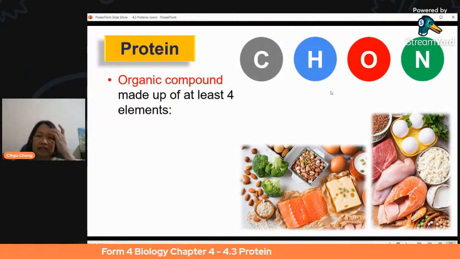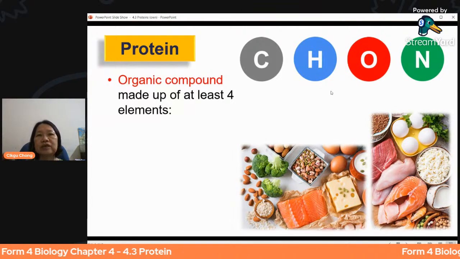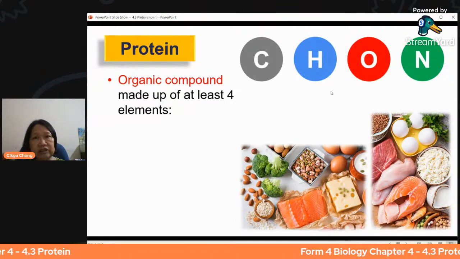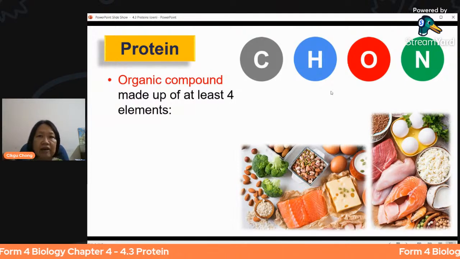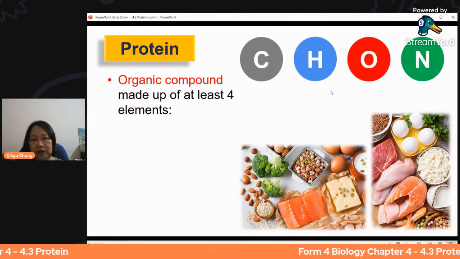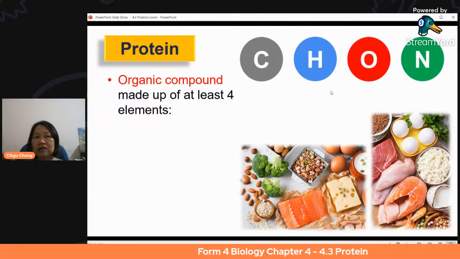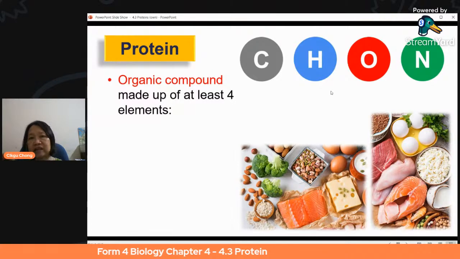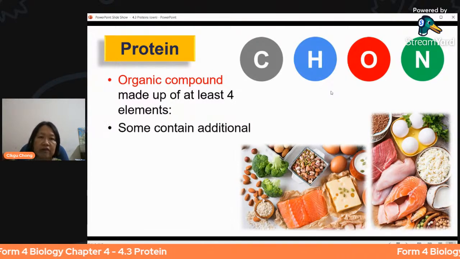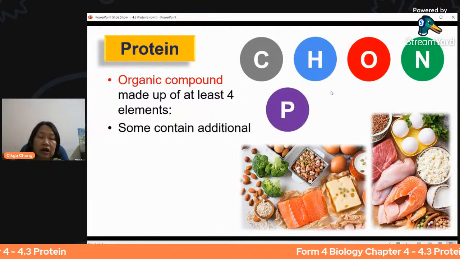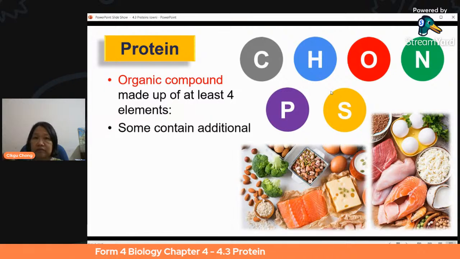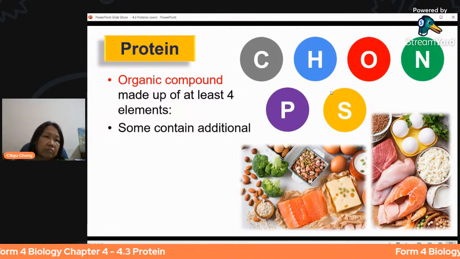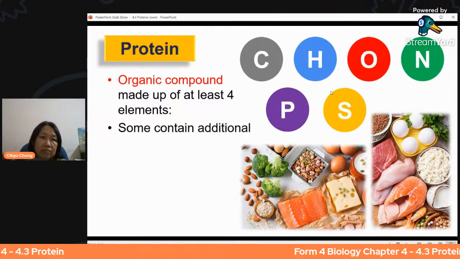Nitrogen is an additional element compared to what we learned last week, which is carbohydrates. Carbohydrates only have carbon, hydrogen, and oxygen. But in order to make a protein molecule, you need to have the nitrogen element. Now there are some other protein molecules which contain additional elements. Some will have additional elements like phosphorus, P stands for phosphorus, and S is for sulfur. So you find that there are more elements involved in building up protein.